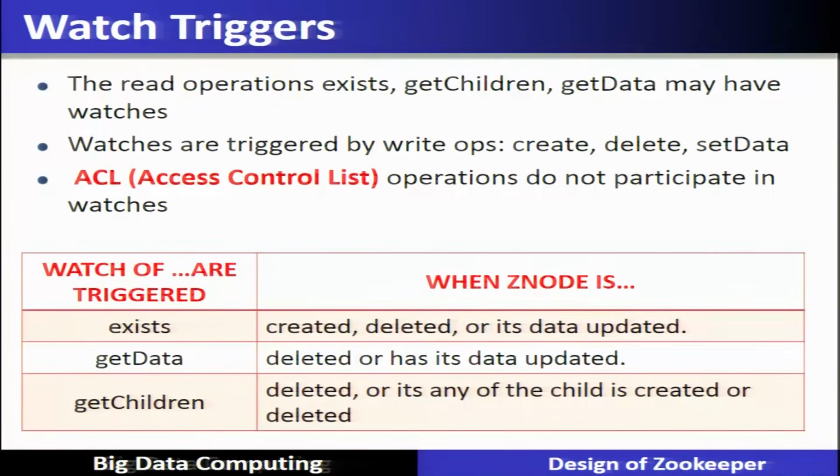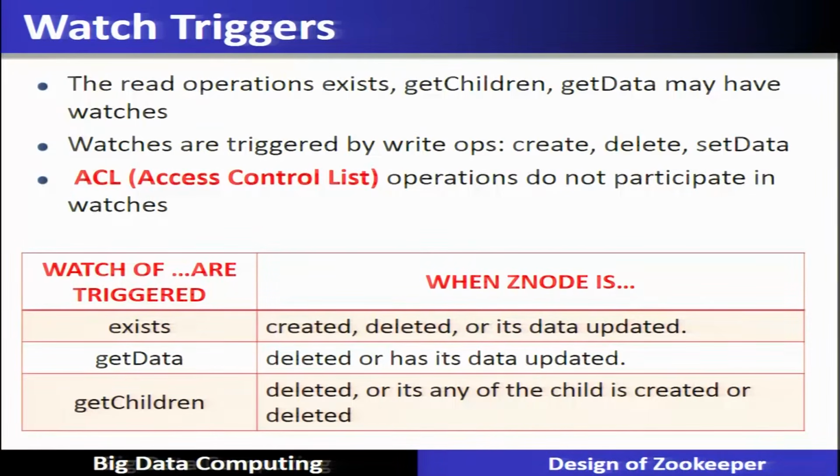So, the read operations exists, get children, and get data may have watches, which are triggered by operations. Watches are triggered by the write operations such as create, delete, and set data.